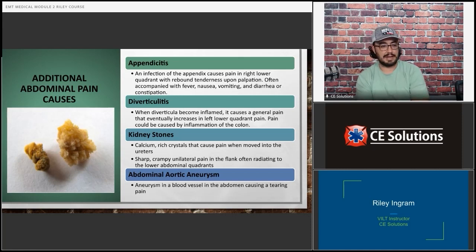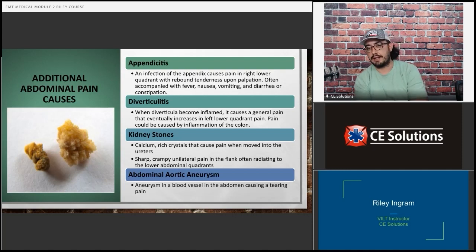Everybody's different. I've met a guy one time that when he ate a lot of leafy greens, a lot of leafy vegetables, kidney stone. So it can be any type of mineral, natural compound that is accumulated in your body that can cause that stone, right? More often than not, yes, it is calcium. But for my case, it's not, right? Calcium-rich crystals that cause pain when moved in the ureters. Sharp, crampy unilateral pain in the flank, often radiating to the lower abdominal quadrants.